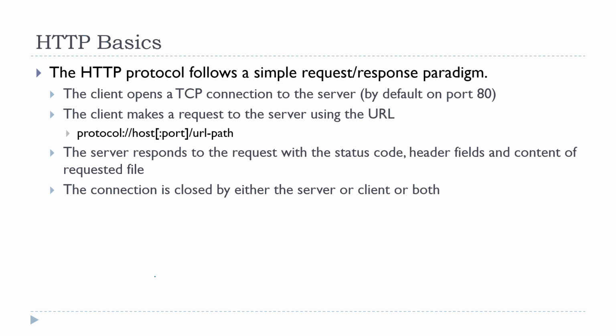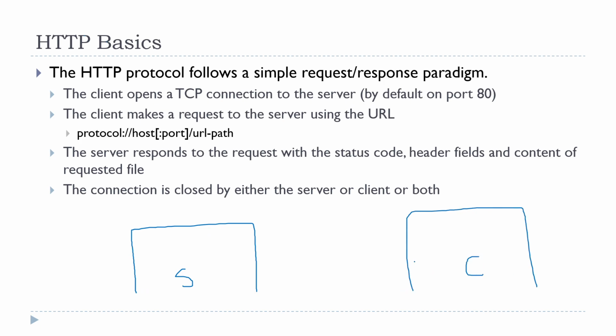The client will open a TCP connection. So let's say this is the server and this is the client. So what the client will do is it will open a TCP connection from the client to the server, and this will be done by default on port number 80. 80 is the default port for HTTP.